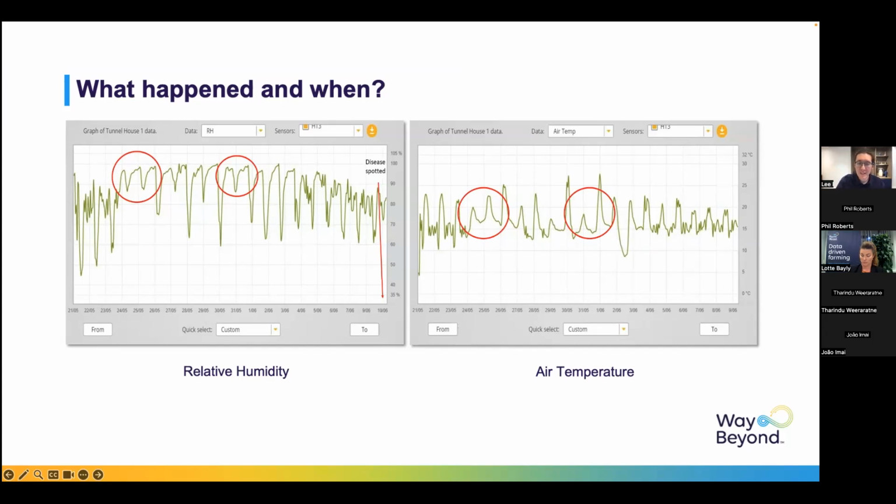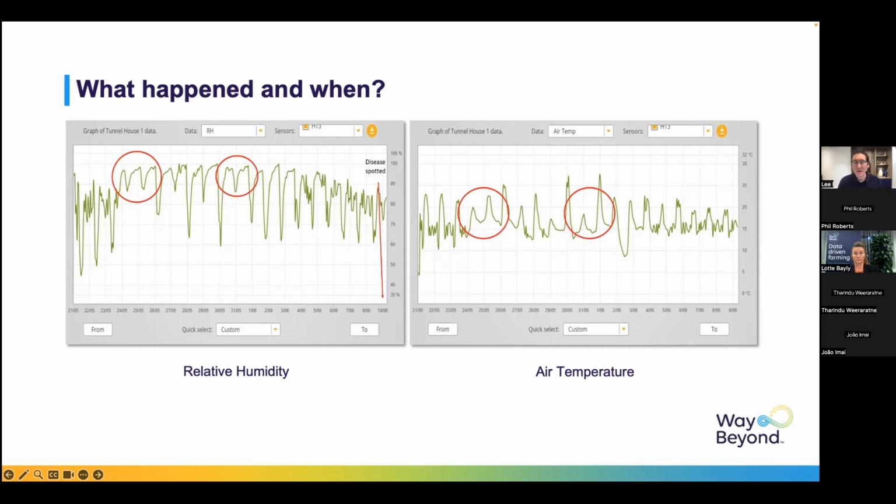And when the grower investigated this data, they found that humidity spiked for a period of time, and temperature remained within 13 to 23 degrees Celsius for the period of time. And these things happened 2 weeks before the scouter spotted the disease.